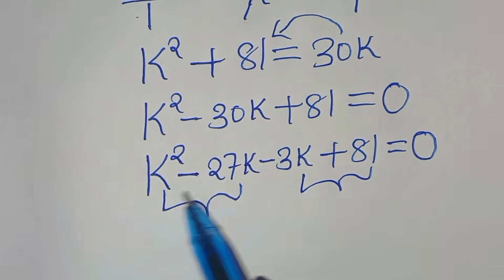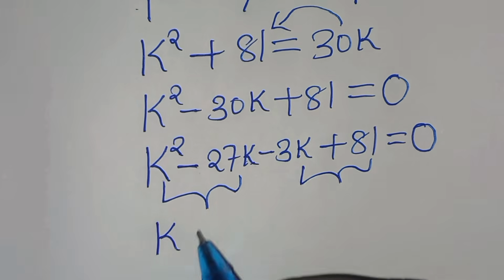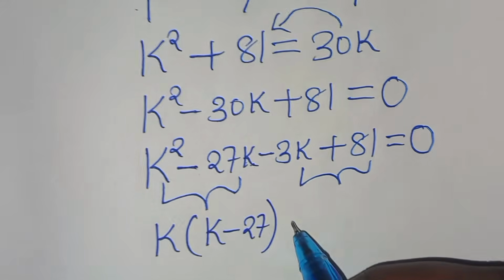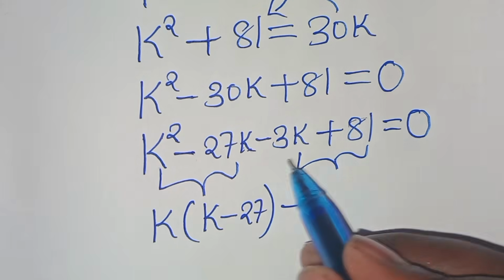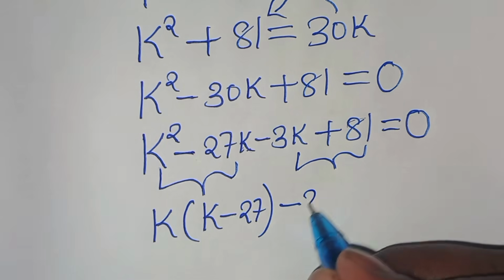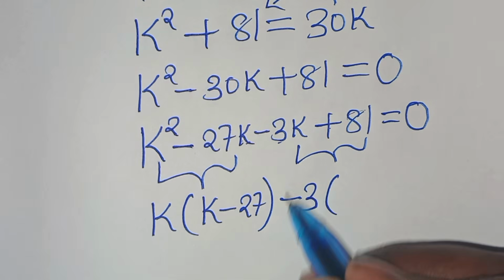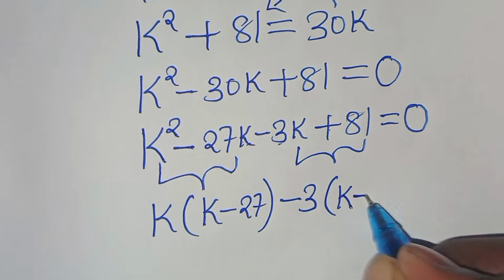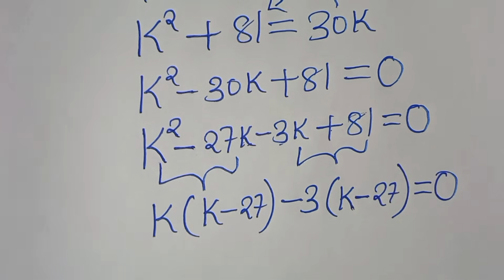In the first part here, k is common. We can factor out k into the parentheses, this is k minus 27. Now we have 3k plus 81. 3 is common here, so we can factor out 3. Then we have 3k divided by minus 3k, so we have k here. Then minus 27, this is equal to 0.